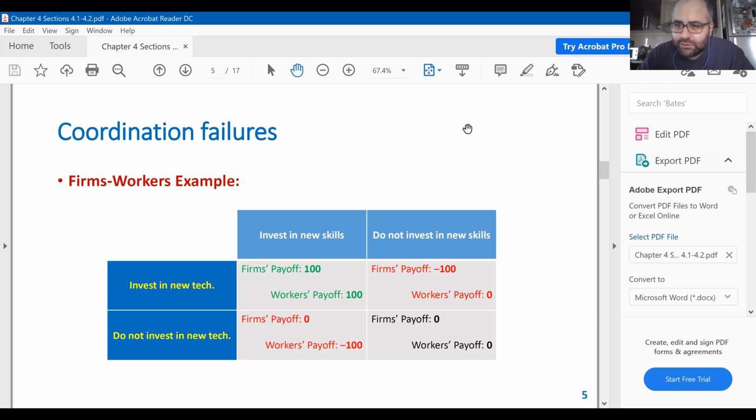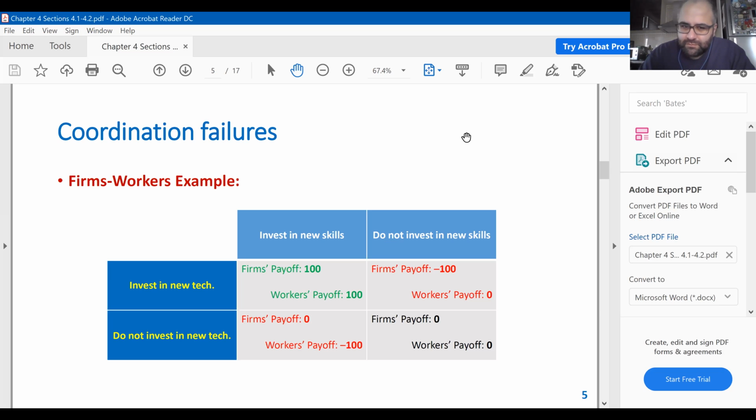All right. Now, in such a situation, we normalize the payoffs to zero. Okay, so firms do not invest in new technology, they get zero. People do not invest in new skills, they get zero. Then there are the cross cases, the ones you see in red color here.